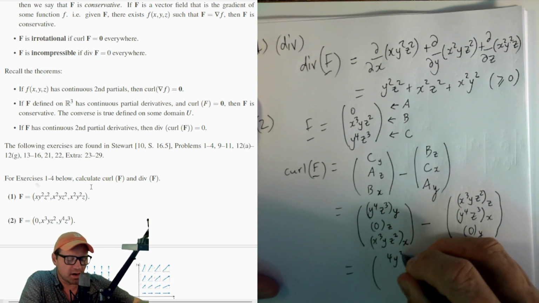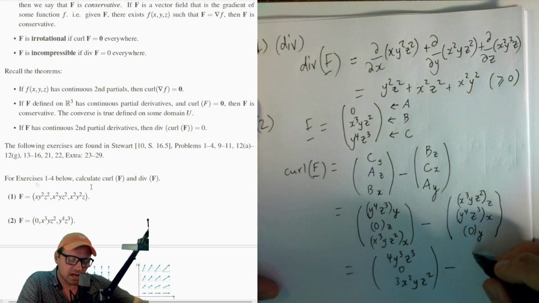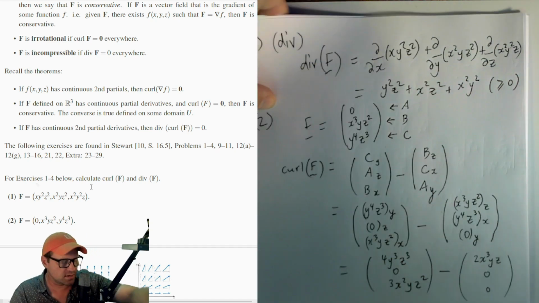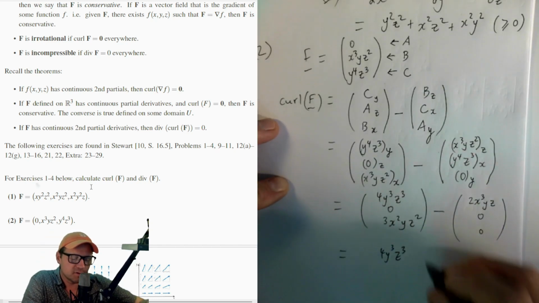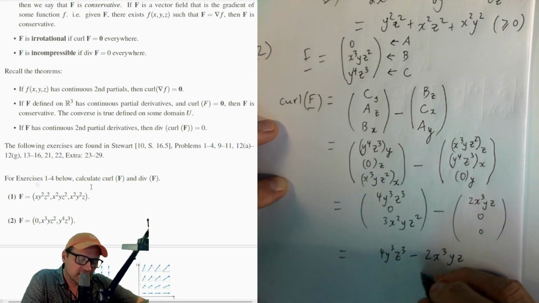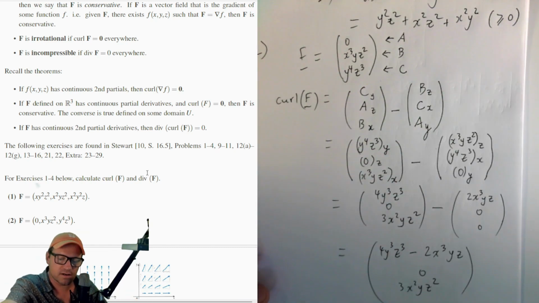Okay, so having subbed these in, let's take these partial derivatives and then subtract. So 4y cubed z cubed, 0, 3x squared y z squared, minus 2x cubed y z, 0, and 0. Subtracting, we have 4y cubed z cubed minus 2x cubed y z, and then we have 0, and then we have 3x squared y z squared. All right, so there's the curl.